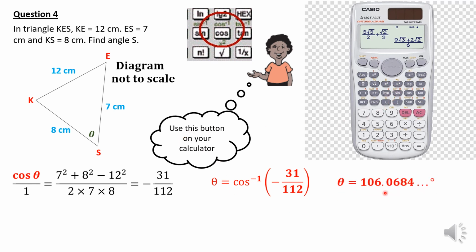Make sure your calculator is in degree mode. Sometimes it's written on the display of your calculator, either a D or DEG for degree. So you should get 106.0 and so on, and then you can give your answer to 1 decimal place like I did here. It's very important that you realize that you can't solve the question without bringing in a diagram. And because you are calculating an angle, you are supposed to use the inverse of the cosine.